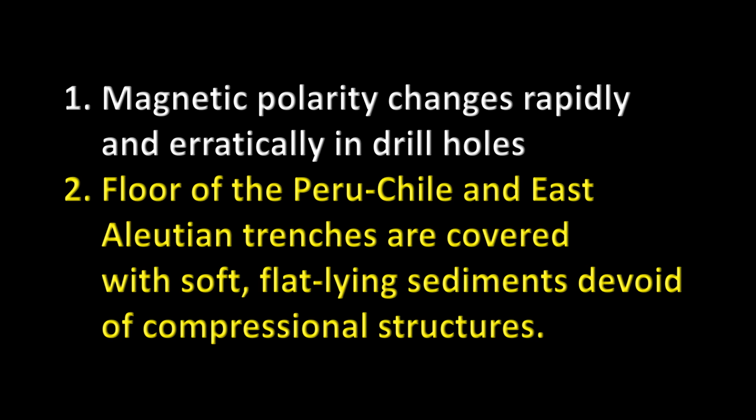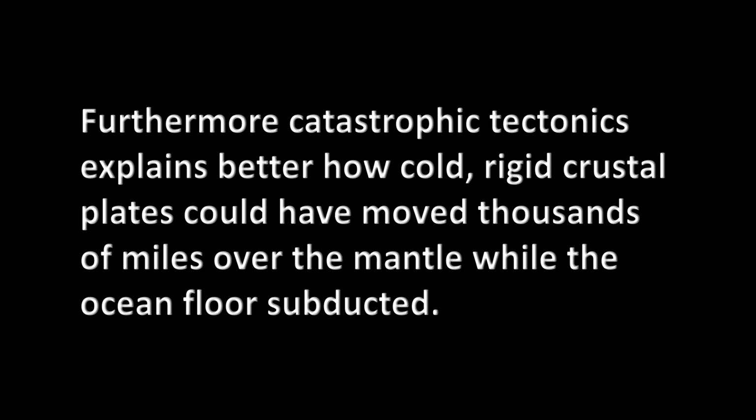The floor of the Peru, Chile, and East Aleutian trenches are covered with soft, flat-lying sediments devoid of compression structures. That doesn't appear as if it took a long time to form. Furthermore, catastrophic tectonics explains better how cold, rigid crustal plates could have moved thousands of miles over the mantle while the ocean floor subducted. There's no good explanation for that from a uniformitarian point of view. It isn't explained by plate tectonics.